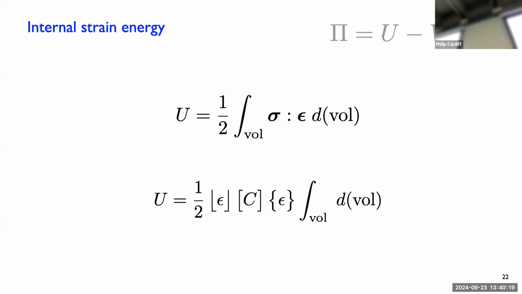I think these L-shaped brackets mean it's a row, and these squiggles mean it's a column. And then this is a matrix. I've taken these outside the integral because strain is not a function of the x, y coordinates, and neither is C, and neither is the other strain. If they were, you would have to leave them inside.